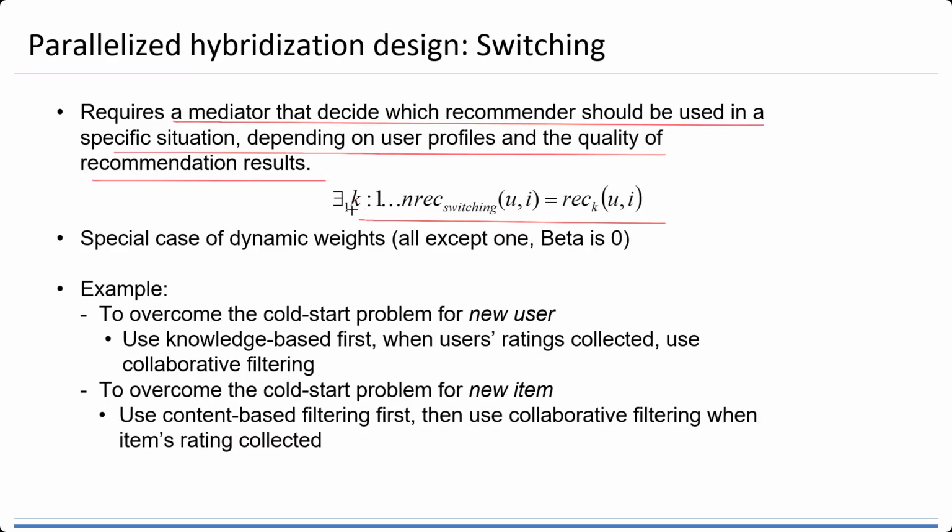We have axis k from 1 until the number of recommenders, switching of u comma i, for a particular user and item, and it will be equal to the recommender k for a particular user u and item i. It is a special case of dynamic weight, except one of the betas is 0. This is necessary, for example, to overcome the cold start problem.